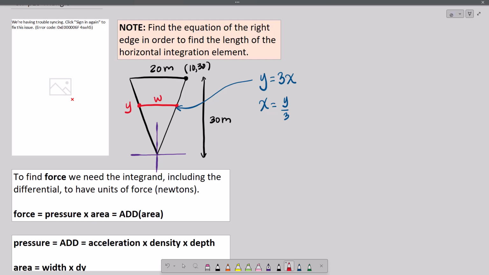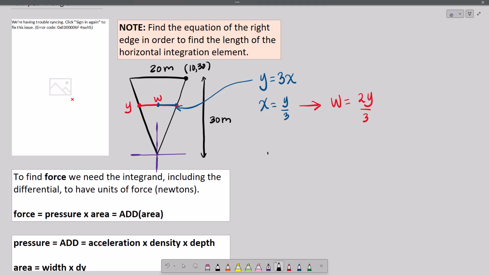So what does w equal then if x is y over 3? W will be what? 2y over 3, right? Because we're going to double it. So we found this half distance right there. Like when we isolate x, x is going to measure horizontally from the y-axis. So it's only measuring half that W. So we double it to get W. And now we have everything we need to slot into our ADD area formula.